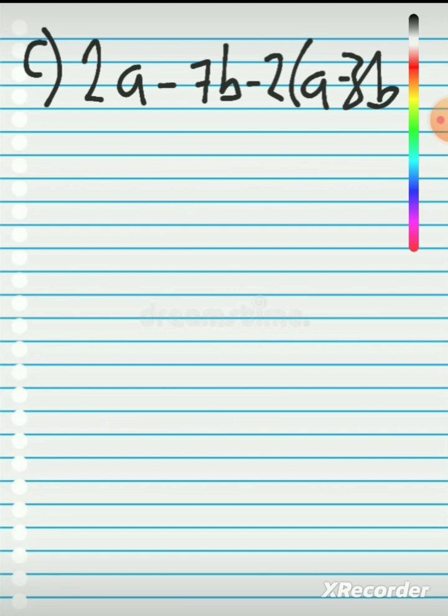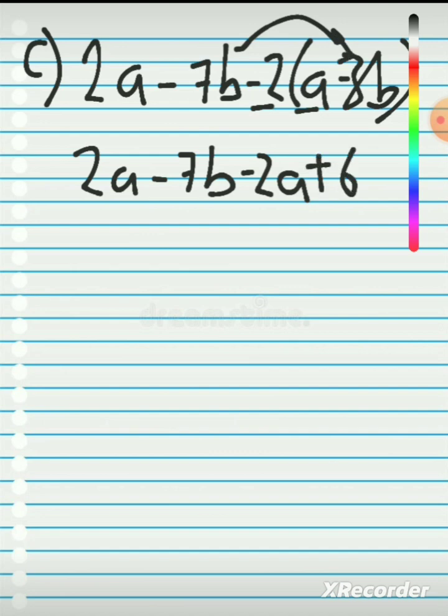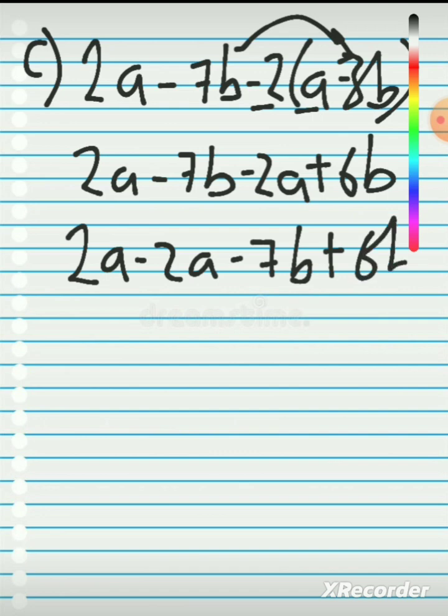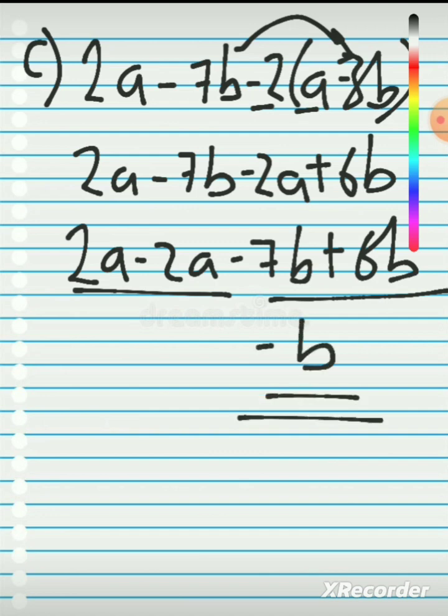We go to C. So C, we have (2a minus 7b) minus (2a minus 3b). Okay, so again we get rid of brackets. So 2a minus 7b, negative 2 times a, negative 2a. Negative 2 times negative 3b is plus 6b. Okay, write like terms together. 2a minus 2a minus 7b plus 6b. So 2a minus 2a is 0, so we'll remain with this. Negative 7b plus 6b, it's negative b. Writing a 0 here is a waste of time.